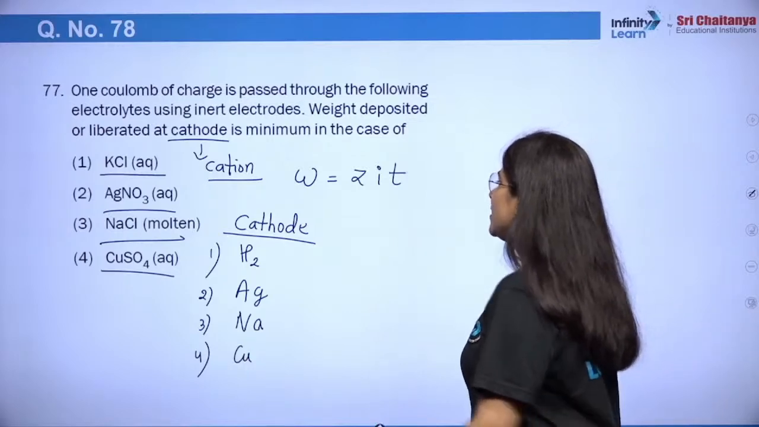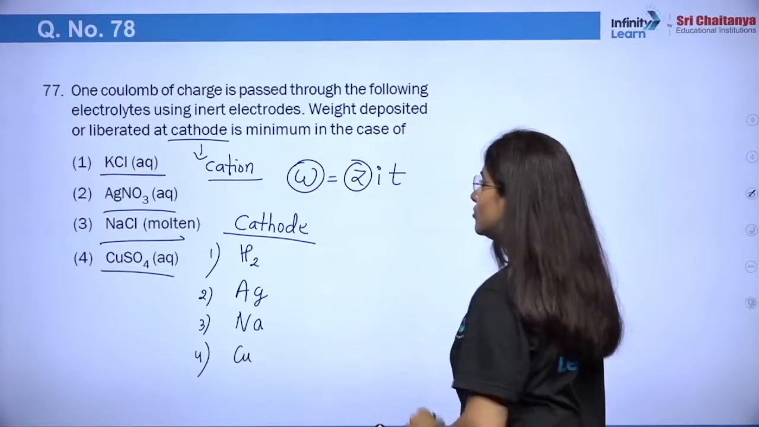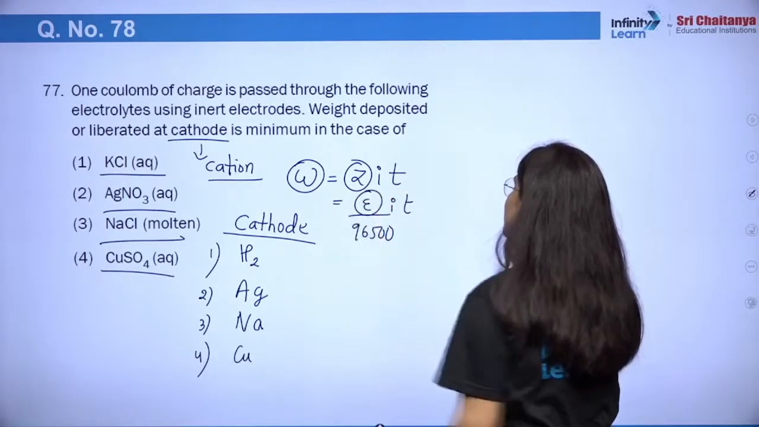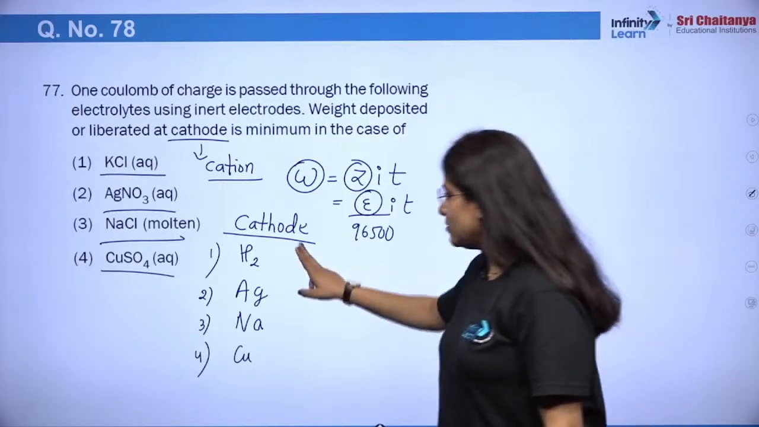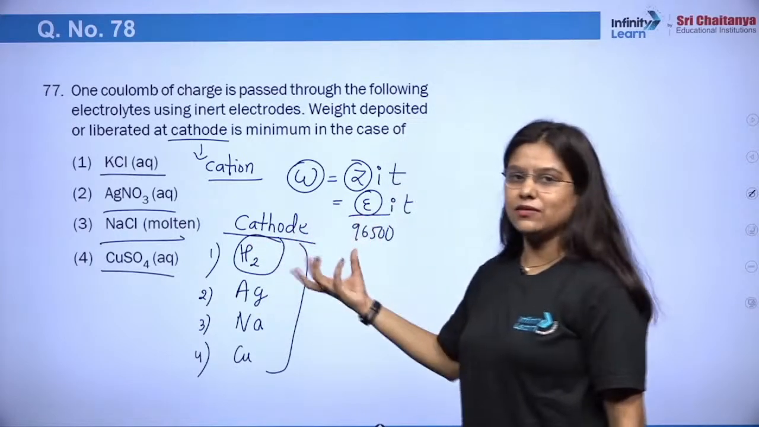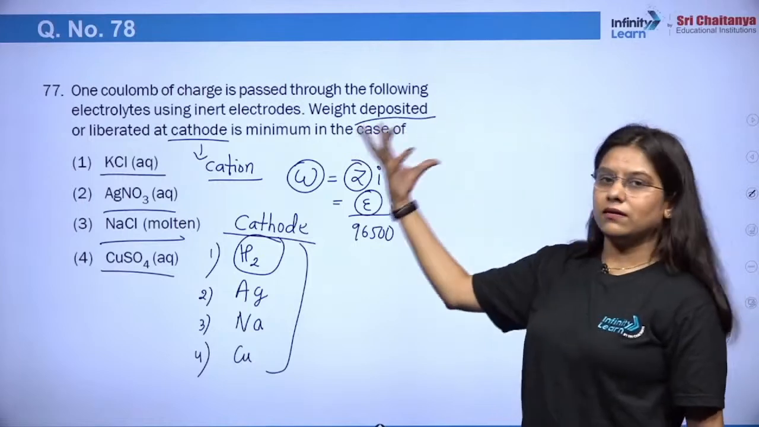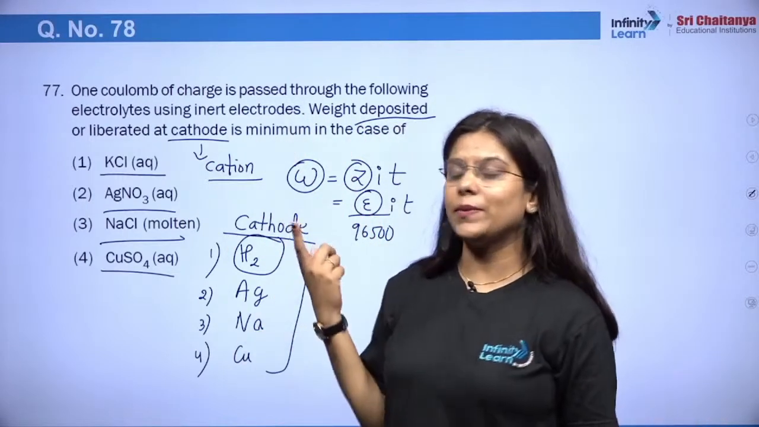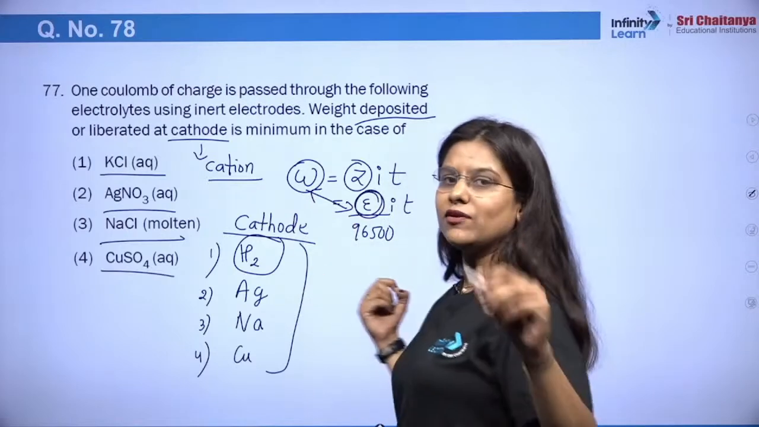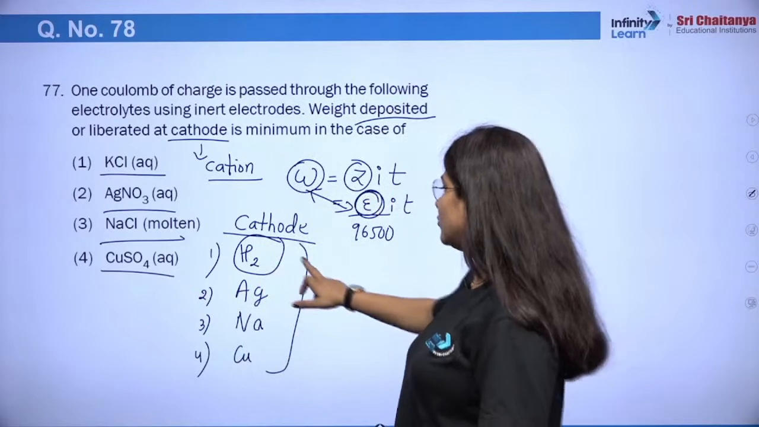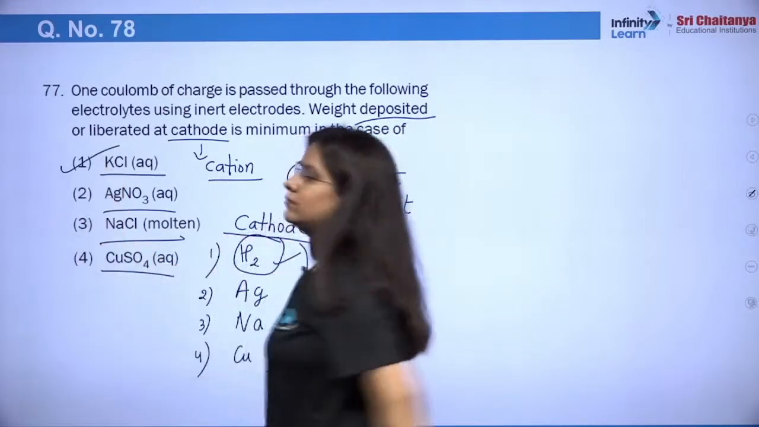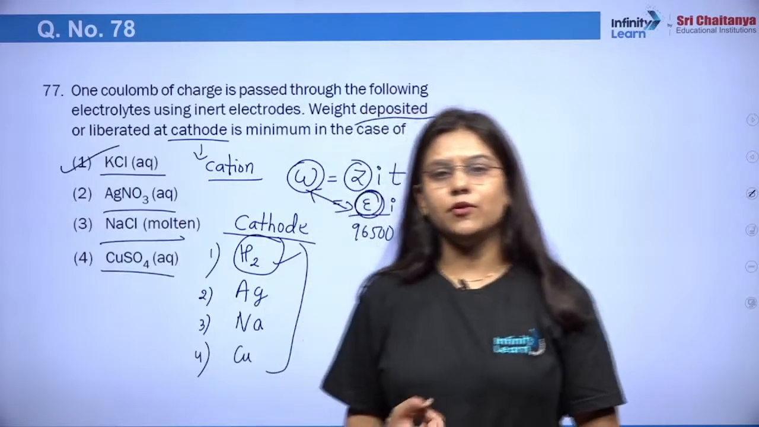So you can see that W depends on Z, it's directly proportional to Z, which is equal to E by 96500, or I can say the equivalent weight of the compound which is getting deposited. Now out of these, which of the following is the least weight? Hydrogen. If hydrogen has the least weight, the weight of this compound liberated at cathode will also be minimum. Why? Because we have seen that it is directly proportional to E. If equivalent weight is more, W will be more. If equivalent weight is less, W will be less. In case of hydrogen, we know that it will have the least equivalent weight. So what is the answer? Answer will be option number 1.